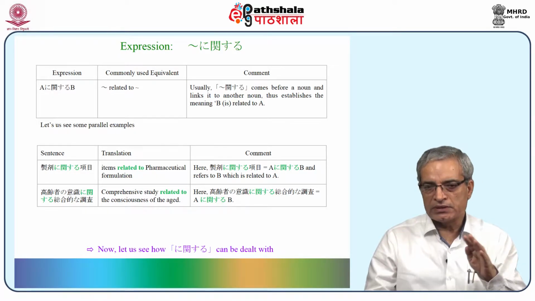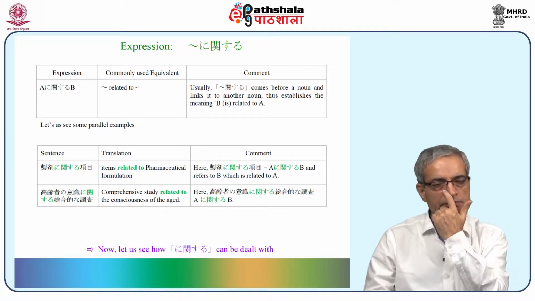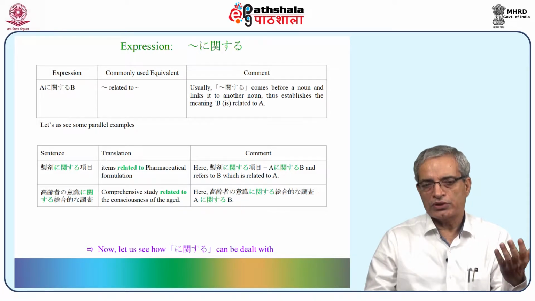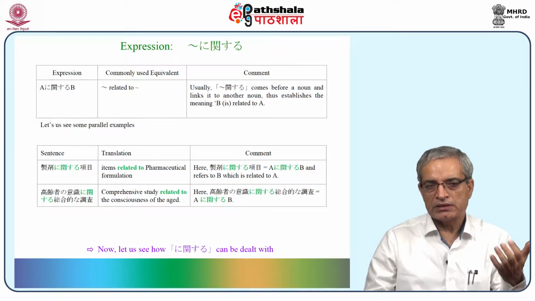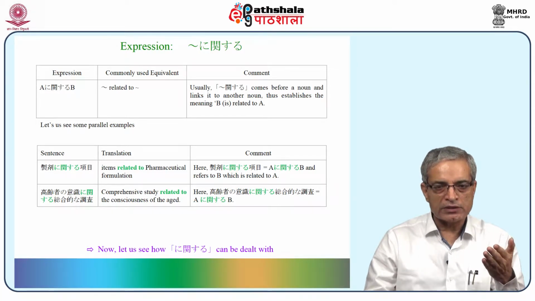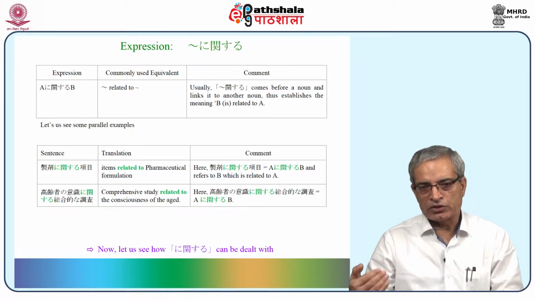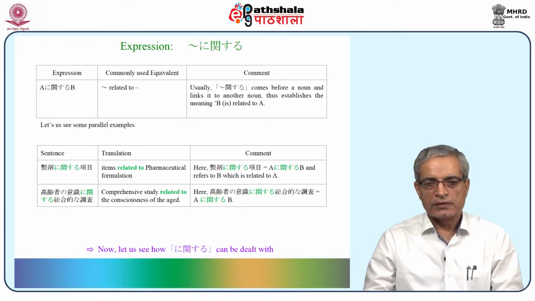And it's simple. It is B related to A. Next example: Koreisha no ishiki ni kansuru sougouteki na chousa. Okay, Koreisha no ishiki, so it's ishiki ni kansuru, and then the next part is what? Sougouteki na chousa. Sougouteki is an adjective, so chousa. So it's ishiki ni kansuru chousa. So it makes no difference. It's B related to A. Now let's see some practical examples which we will translate here.